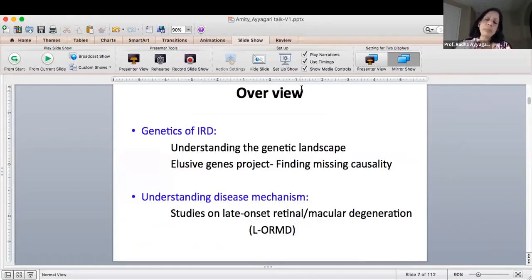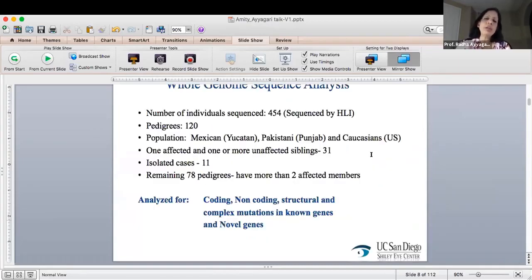As I said, I'm hoping to cover two different aspects here. One is understanding the genetic landscape of these diseases. We call it the elusive genes project, because this is to find genes that are challenging to find, the missing causality in patients. The second one is to study the mechanistic understanding of these disease processes, using one of them as an example. Here we have utilized the whole genome sequencing approach, because that allows us to examine the entire genome, not selected parts of the genome, so that we can have a comprehensive analysis to find the mutations.